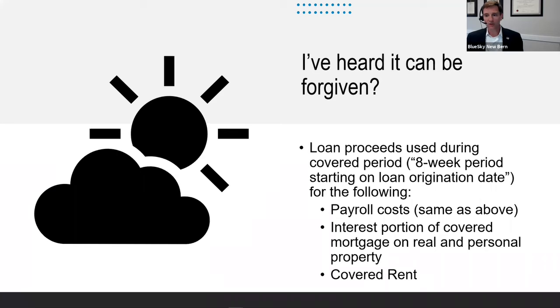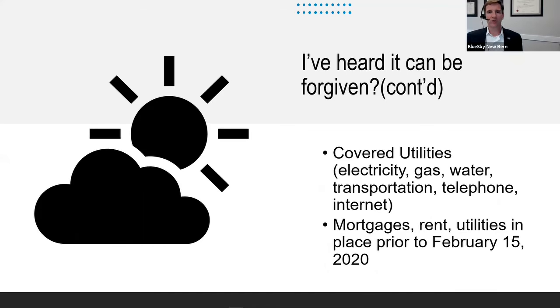The interest portion of a mortgage on real or personal property, and rent. You have to have had those leases and things in place before February 15th. So you can't go out and say, you know, raise your rent to cover it or anything like that. The lease had to be in place or the mortgage had to be in place prior to February 15th. It also covers utilities listed there. You can see, once again, in place before February 15th.